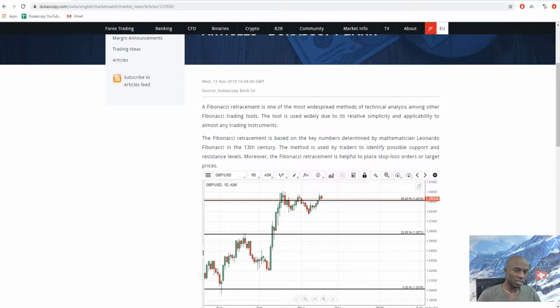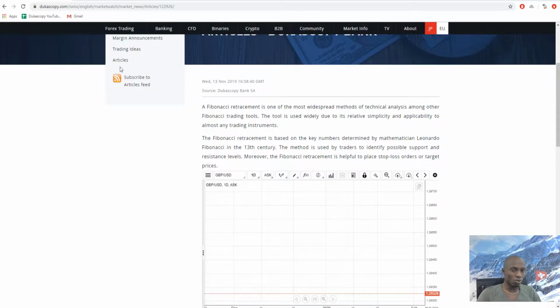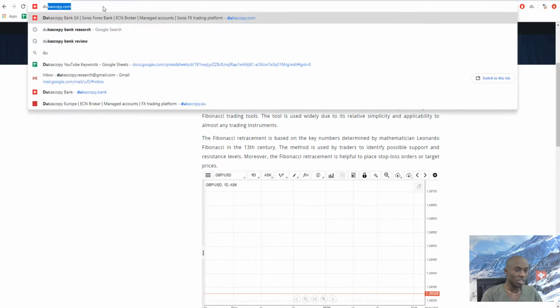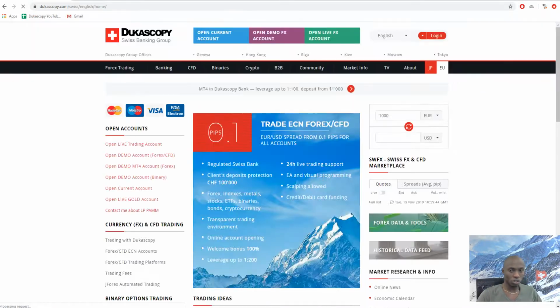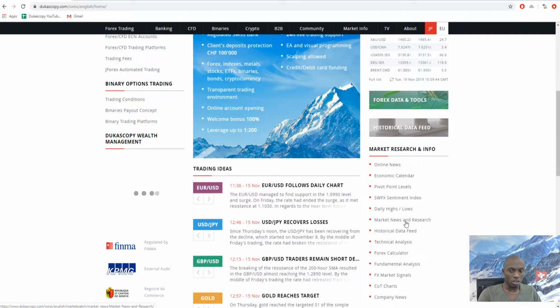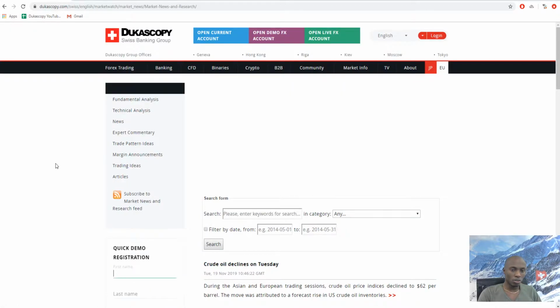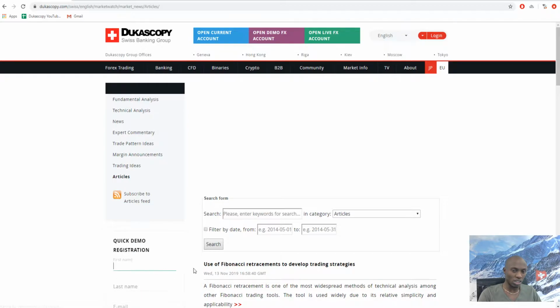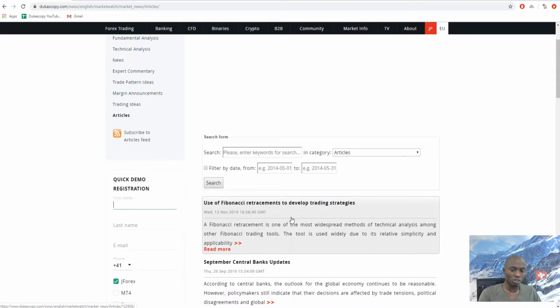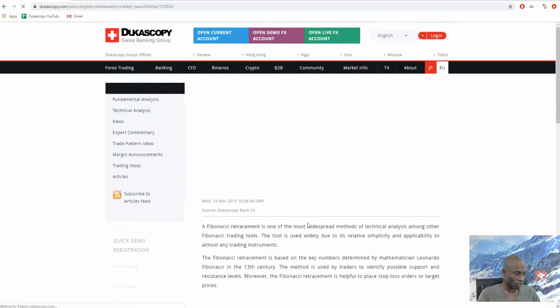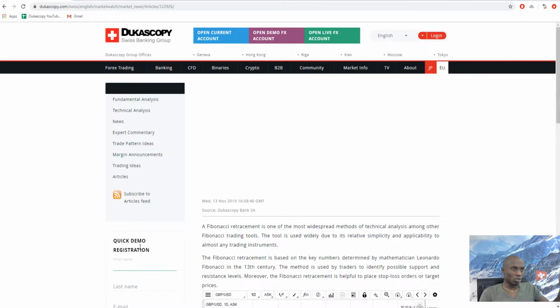We have the rough article on our website. How you find this article is very easy. When you go to ducascopy.com, number one, you go to market news and research. Once you click on market news and research, you will see articles. When you click on the articles, you will see the latest one, use of Fibonacci retracement to develop trading strategies. And if you want to learn the A to Z of Fibonacci, we have it already on our YouTube. The A to Z of Fibonacci was done by FS Passion.